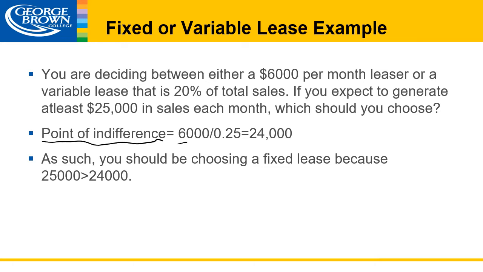If we take $6,000, which is our fixed lease per month, and divide it by, we're going to call this 25, my bad. Divide it by our variable lease, or 0.25, 25%, we get 24,000. Okay, so at $24,000 a month, we don't care, in sales anyway, if it's a variable or fixed lease. However, we anticipate our sales per month to be at least 25,000. Because 25,000 is bigger or greater than our point of indifference, we should be choosing a fixed lease.